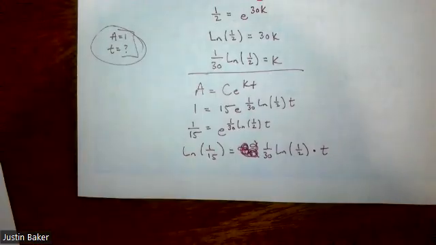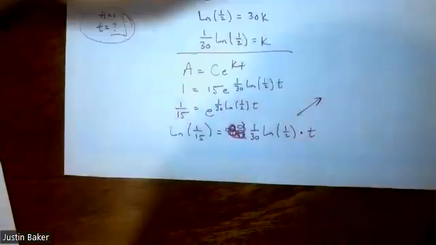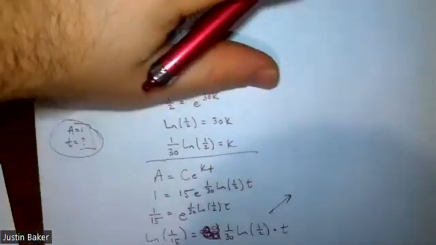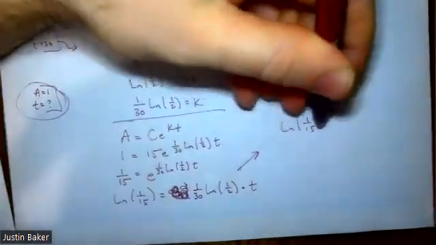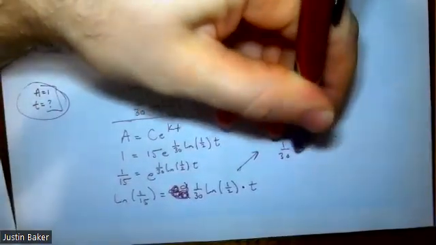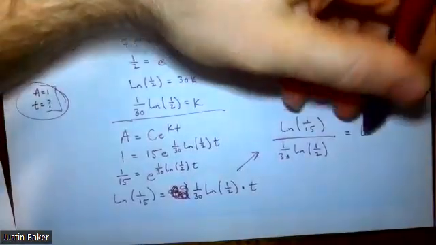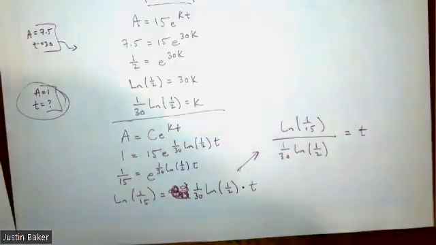All right, and we're trying to solve for t. So all you have to do is just divide that mess over. So this, I'll go up here with it. If we divide that over, this would be natural log of 1/15 divided by 1/30 natural log of 1/2. And we have in fact solved for t.